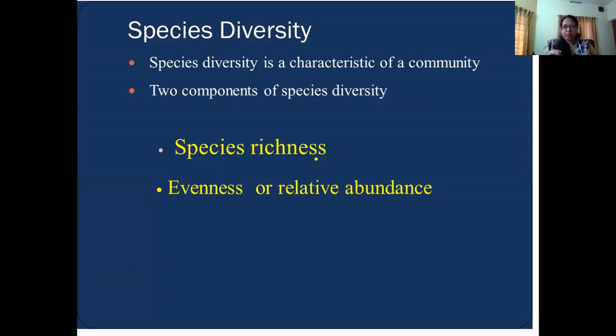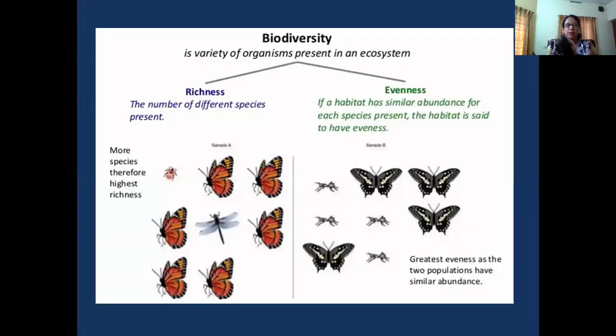So, in biodiversity, mainly two things are taken into consideration. One is species richness and the other is evenness. So what is species richness? It can be simplified in this diagram. As you can see on the left side, richness means the number of different species present. Here you can see there are three different kinds of organisms. As the number of different kinds increases, the species richness also increases.